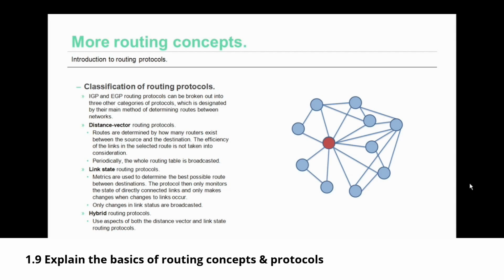Then there are link state routing protocols. Metrics are used to determine the best possible route between destinations. Doesn't really matter how many hops there are. Once the route has been established, these protocols then only monitor the state of directly connected links and only make changes to their routing tables when changes to the links occur. With link state routing protocols, only changes in link status are broadcasted. And finally, there are hybrid routing protocols. These use aspects of both the distance vector and link state routing protocols.